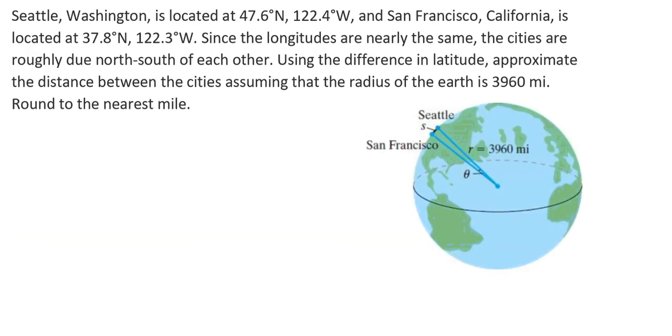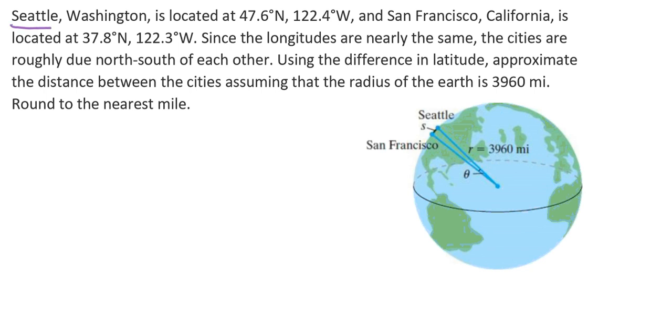Seattle, Washington is located at 47.6 degrees north and 122.4 degrees west. And San Francisco, California is located at 37.8 degrees north and 122.3 degrees west. Since our longitudes are nearly the same, the cities are roughly due north and south of each other. So using the difference in latitude, we can approximate the distance between the cities, assuming that the radius of the Earth is 3,960 miles, and we're going to round to the nearest mile.